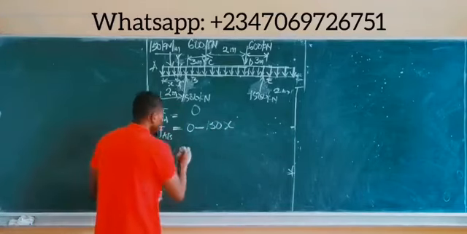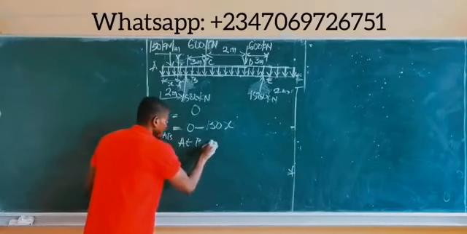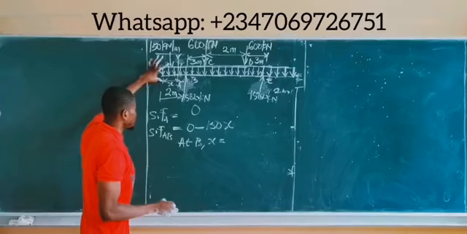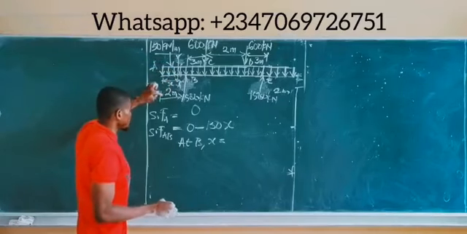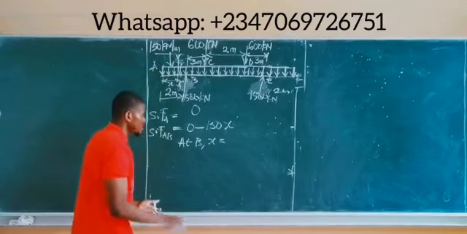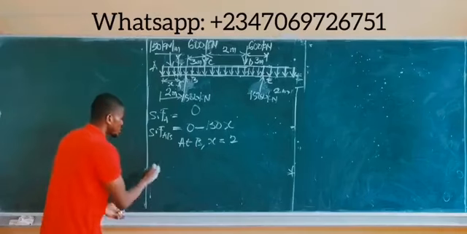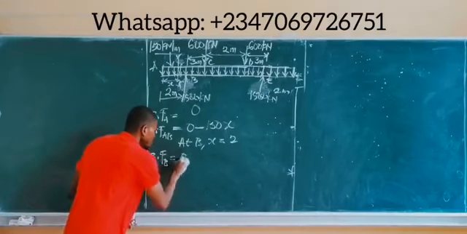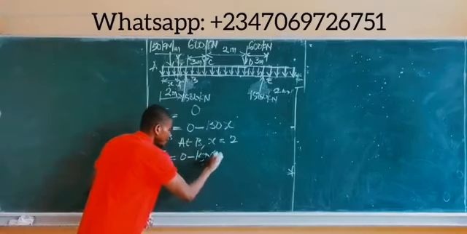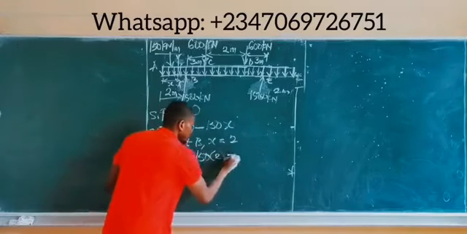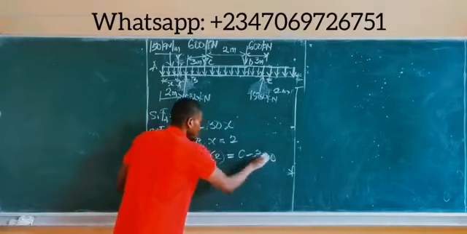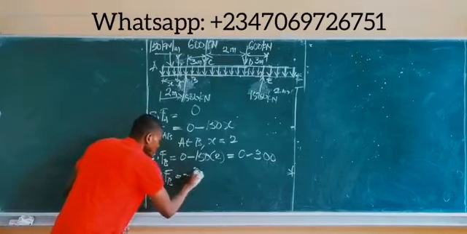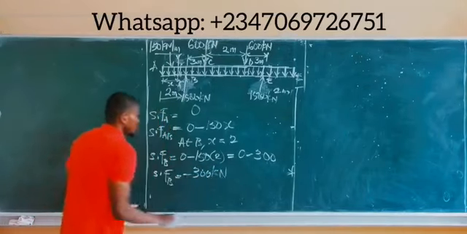Okay, so at point B, x is now equal to the length from point A down to point B. Once this value runs from point A down to point B, x is now equal to 2 meters, because from point A to B is actually 2 meters. So at B, x is equal to 2 meters. So this now means that shear force at point B is equal to 0 minus 150 times 2, and this is simply 0 minus 300. Therefore, shear force at point B is equal to minus 300 kilonewtons.